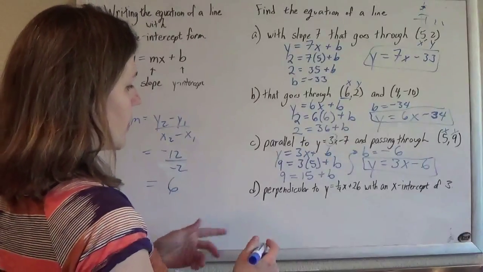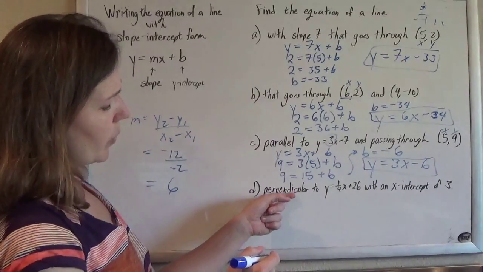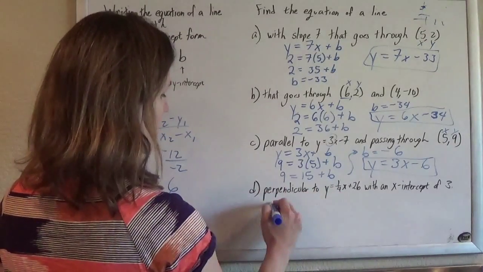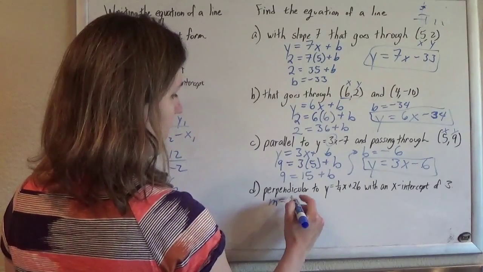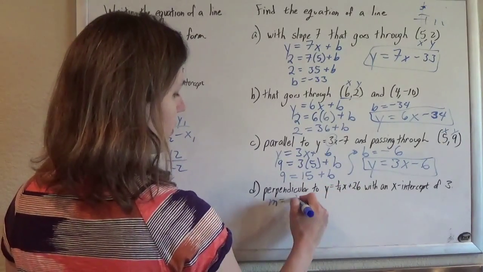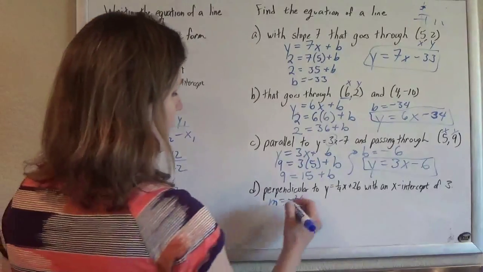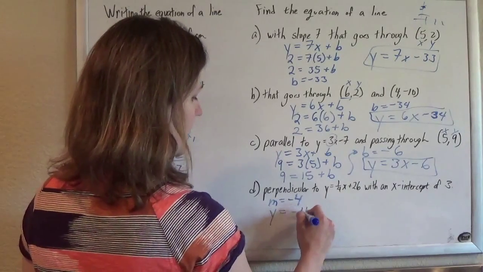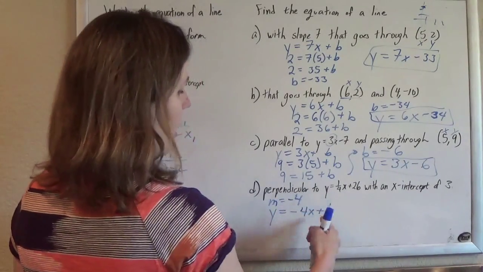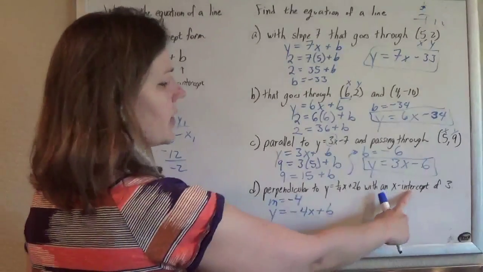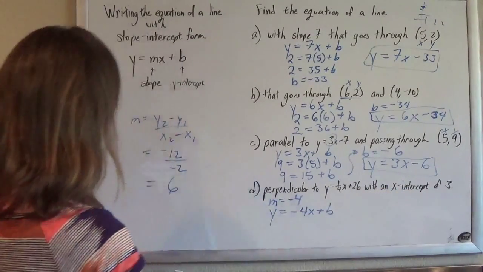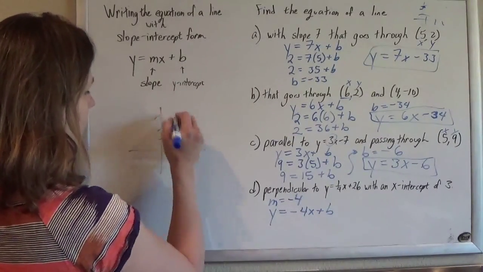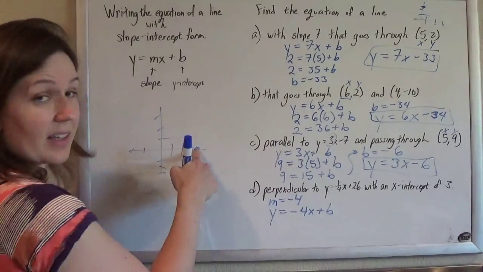Excellent. 3 for 3, let's see if I can keep it together to the end. We want to be perpendicular to this line. So if we're perpendicular, we're going to have the opposite reciprocal slope. So my slope is going to be, flip it over to a 4, change the sign, make it negative. So when I start to write my equation, y equals mx plus b, my m is negative 4x, and then again, I wasn't given the y-intercept, I was given the x-intercept.